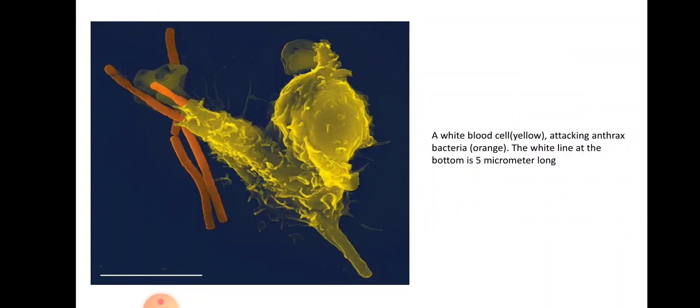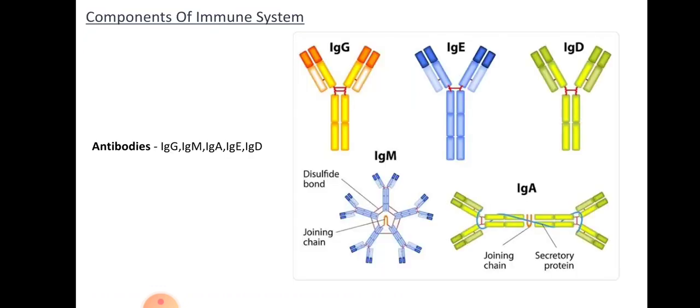So here you have a picture of a white blood cell, which is yellow in color, attacking anthrax bacteria, which is orange in color. So this is a type of immune response in our body you can come across. Next component of the immune system is the antibodies. There are different types of antibodies produced in our bodies: IgG, IgE, IgD, IgM and IgA.